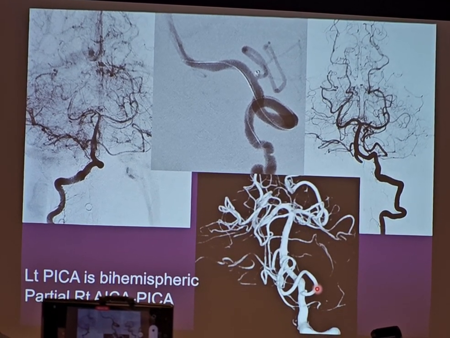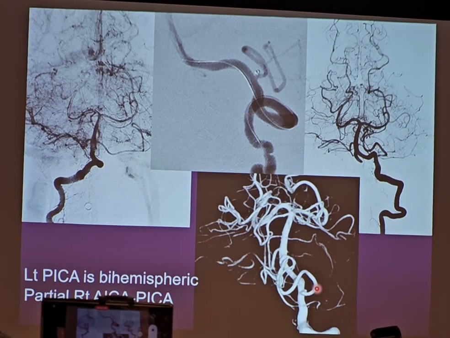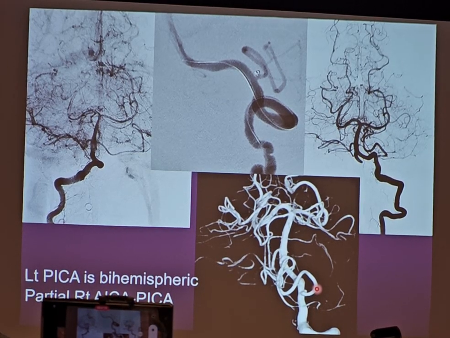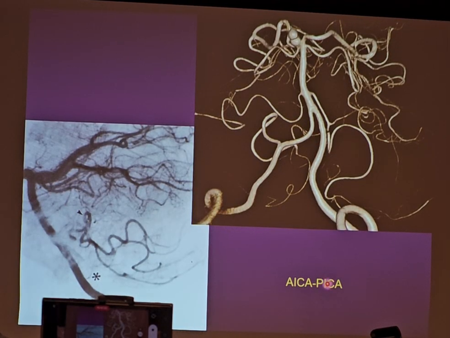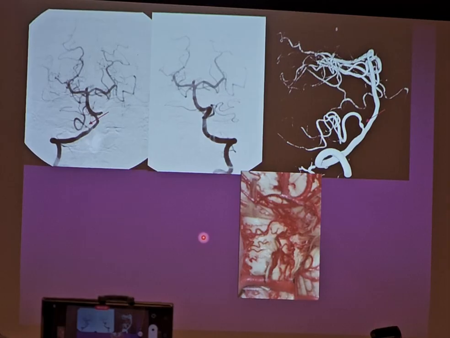But if you have the chance to follow up, I choose to just do something minimal and follow up. Fortunately, it's already 2 years and there's no recurrence. Again, this very long loop of PICA can be seen. And another interesting case: we have this subarachnoid hemorrhage, and the only finding here, for sure, is a ruptured dissecting aneurysm at the origin of PICA.